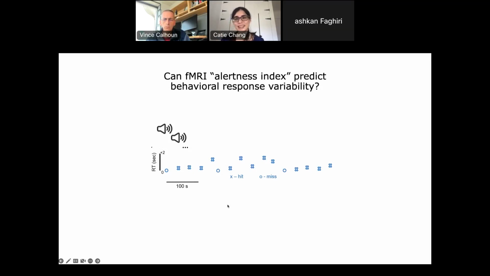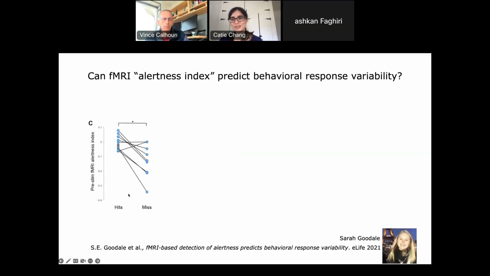The analysis we did was to isolate a brief window of time before the stimuli came on and calculate that estimated alertness level, and then see if that could be used to predict the upcoming response time, or whether or not they hit or missed the target. This work was led by Sarah Goodale, a PhD student in our lab. In terms of hits versus misses, one of the findings was that there seemed to be a separation of the fMRI alertness index between when people successfully responded to a stimulus and when they missed it.